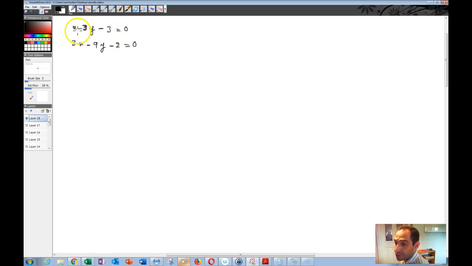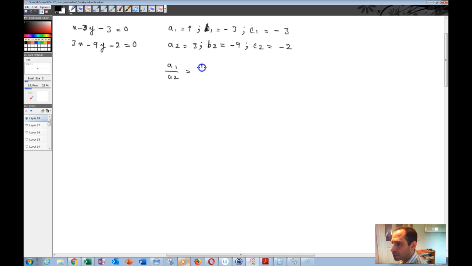Okay, so what that means is that here your a1 is equal to 1 and b1 is equal to negative 3 and c1 is equal to negative 3 and a2 is equal to 3, b2 is equal to negative 9 and c2 is equal to negative 2. So that means that a1 to a2 is equal to 1/3, b1 to b2 is equal to negative 3 to negative 9, which is equal to 1/3, and c1 to c2 is equal to negative 3 to negative 2, which is equal to 3/2. So you see that a1 to a2 is equal to b1 to b2 is not equal to c1 to c2.